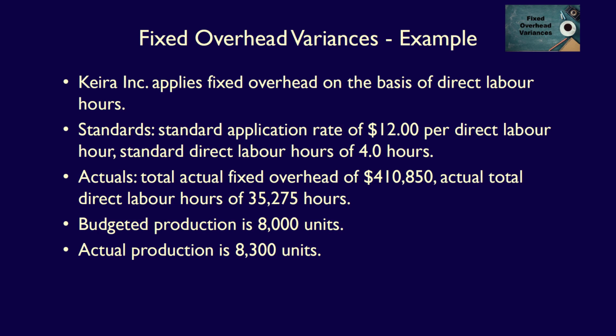Kira Inc. applies overhead on the basis of direct labor hours, meaning that this is their activity base. The company has the following standards: standard application rate of $12 per direct labor hour and the standard direct labor hours of 4 hours per unit. The company has the following actuals. Total actual fixed overhead is $410,850 and actual total direct labor hours is 35,273 hours. Budgeted production was 8,000 units and the actual production was 8,300 units. Calculate the fixed overhead variances, both the spending and the volume variance.